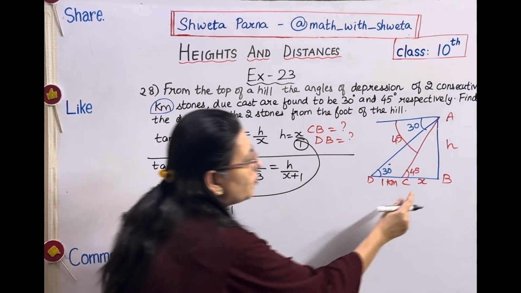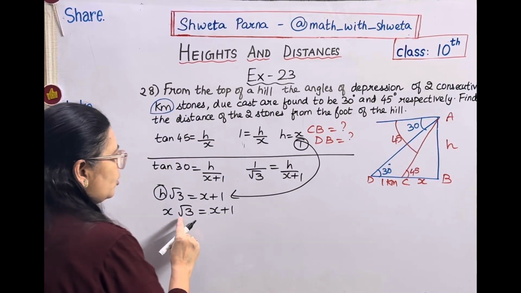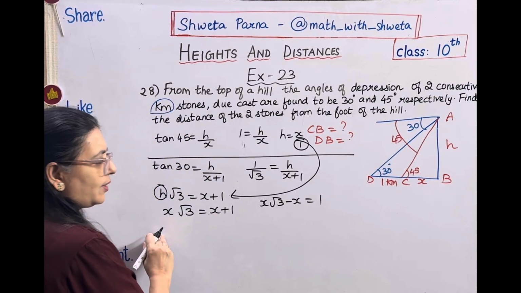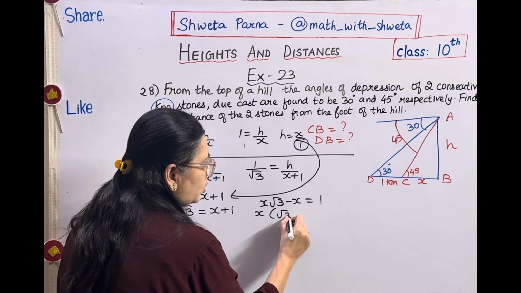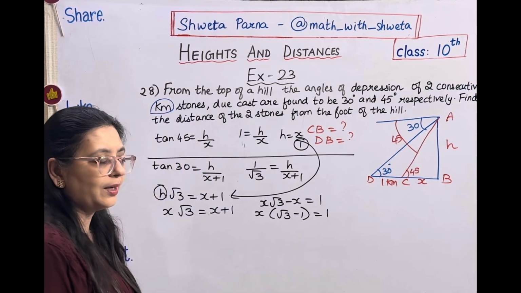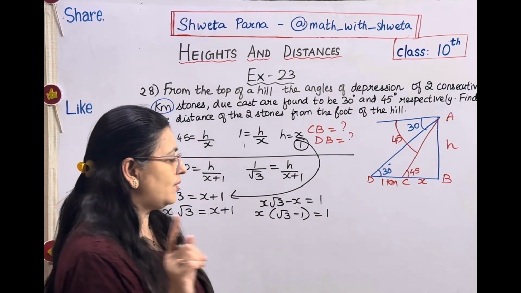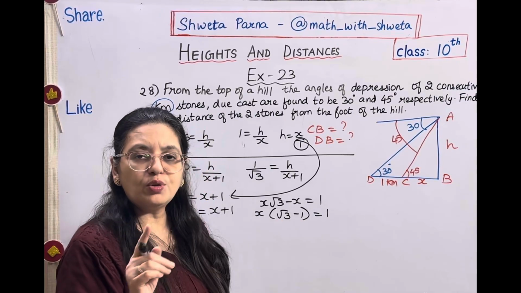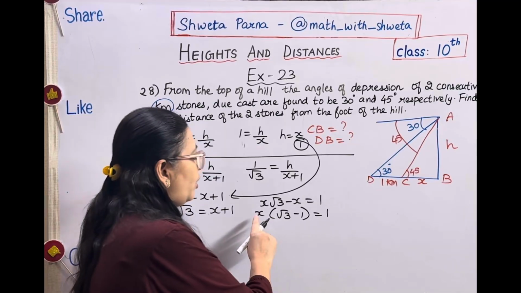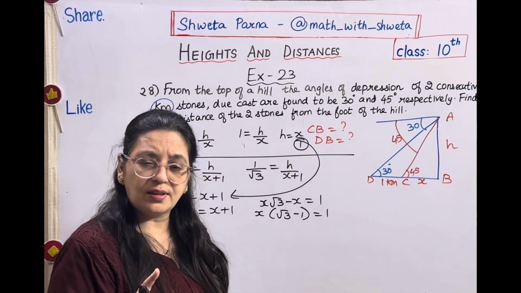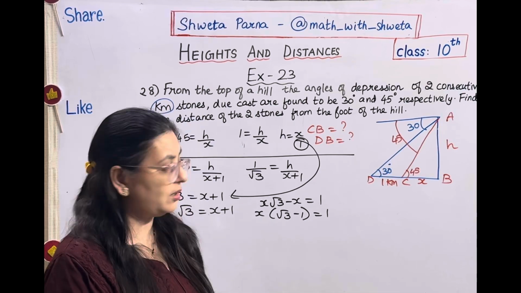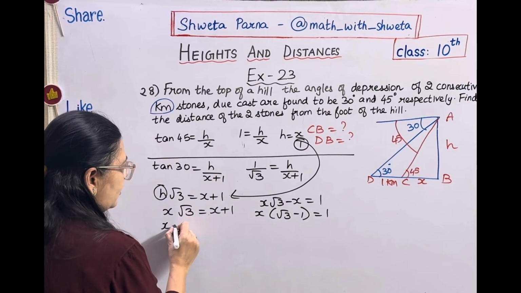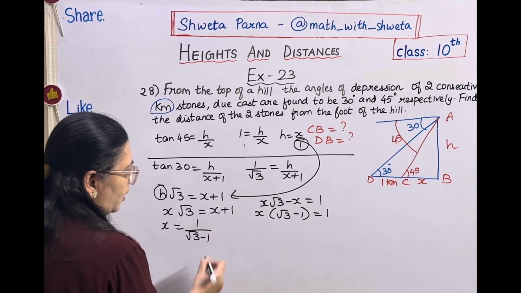Why did I take x? Because you have to find the distance. Okay. So now x root 3 minus x will be equal to 1. I took x this side, so I will take x common. x into root 3 minus 1 is equal to 1. In the previous sum I told you, I can make this as 1.732 minus 1, which will be 0.732. So x is 1 upon 0.732. It is difficult to divide it, so it's better that we rationalize it. So x is equal to 1 upon root 3 minus 1.